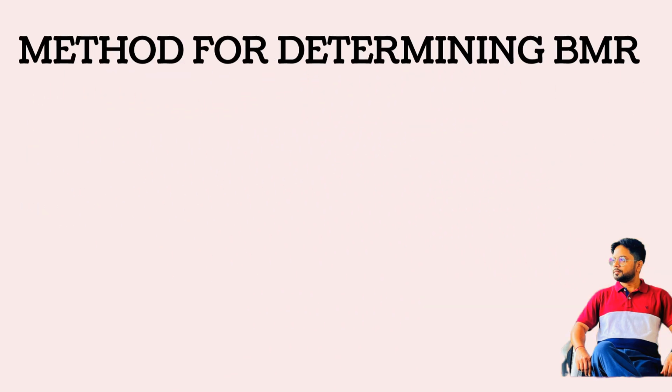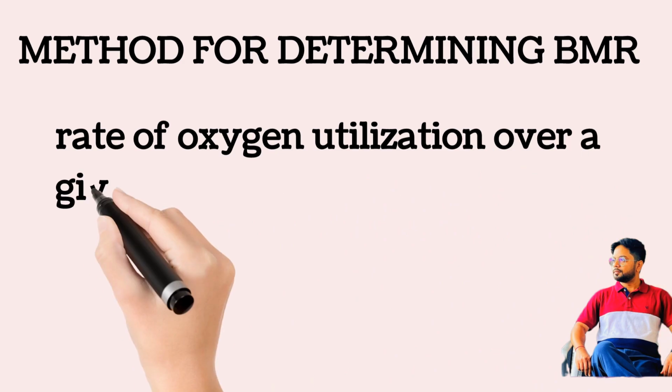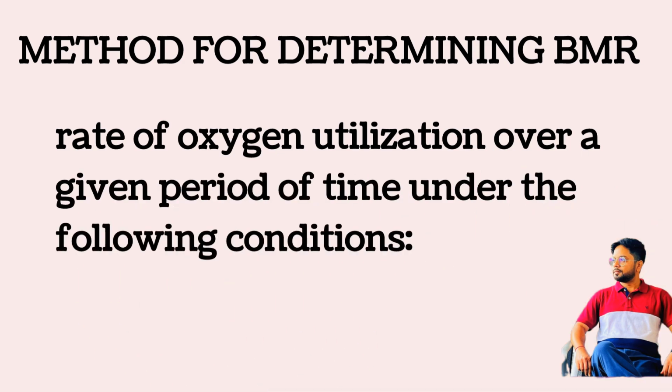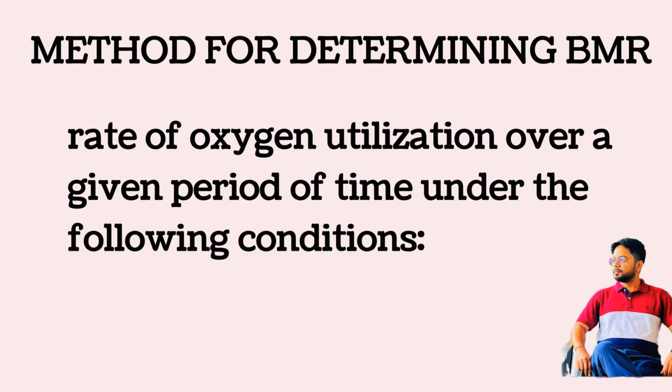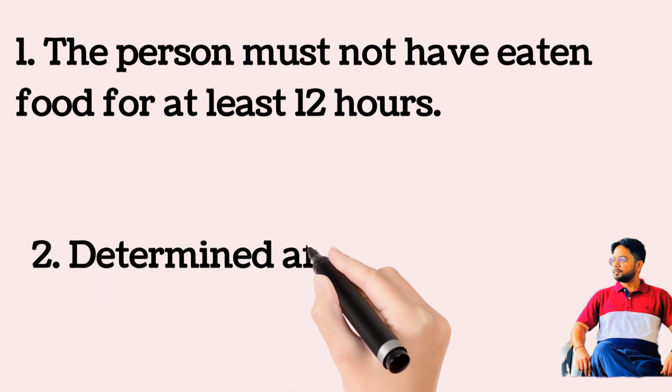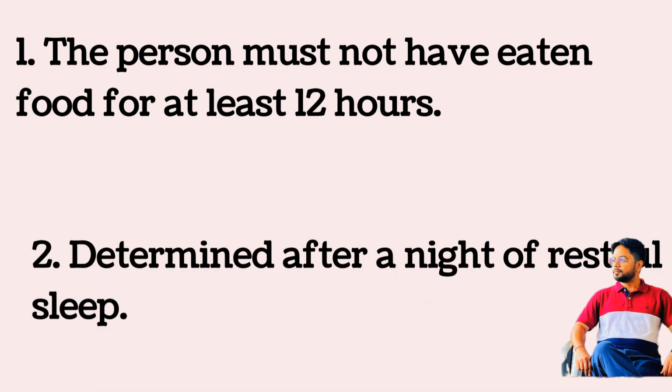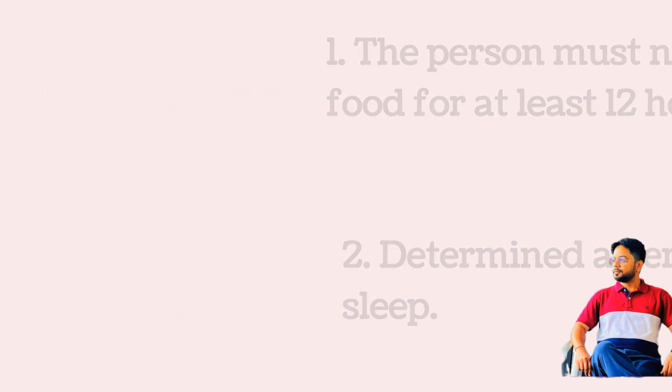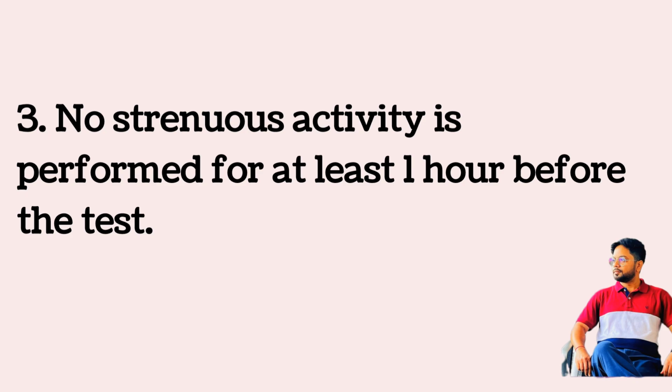The usual method for determining BMR is to measure the rate of oxygen utilization over a given period of time under the following conditions. The person must not have eaten food for at least 12 hours. The BMR is determined after a night of restful sleep. No strenuous activity is performed for at least 1 hour before the test.